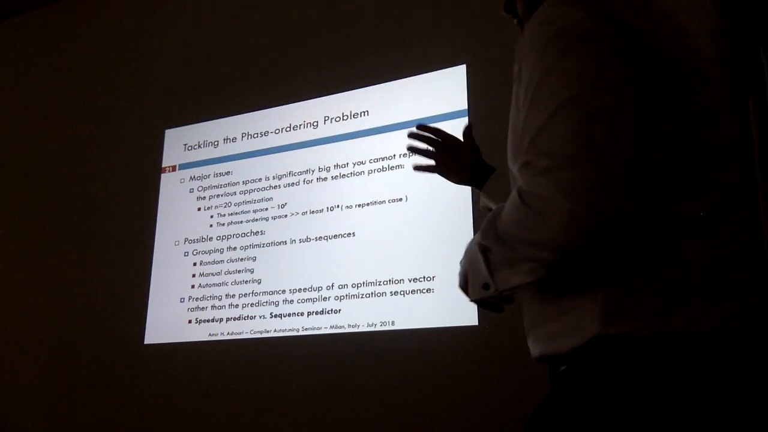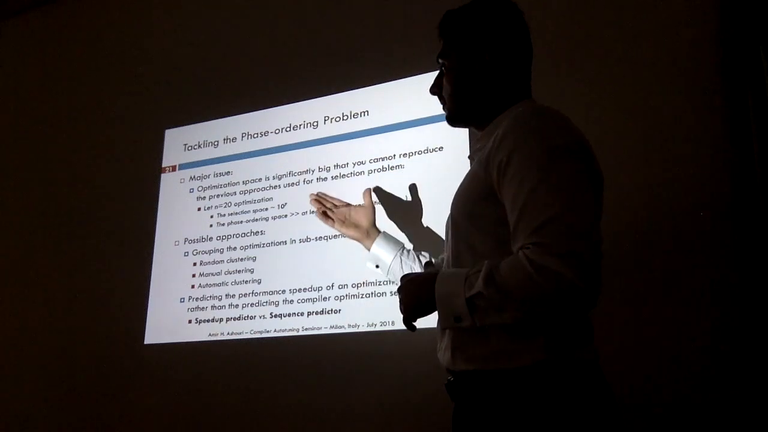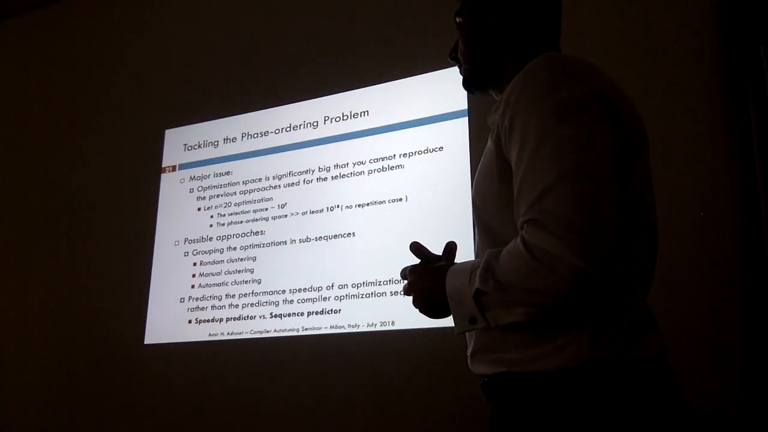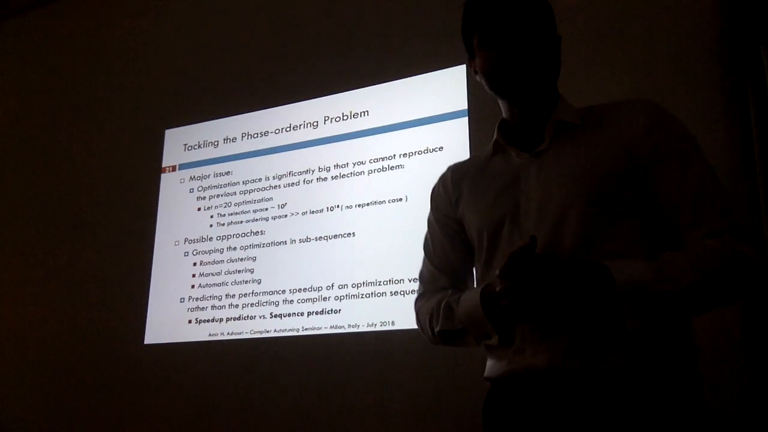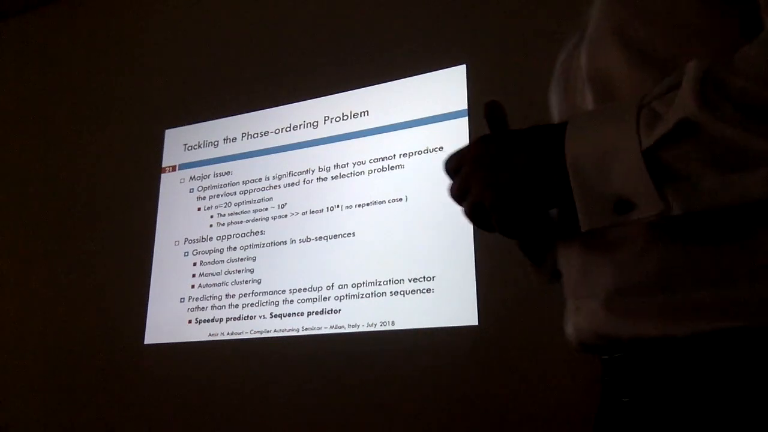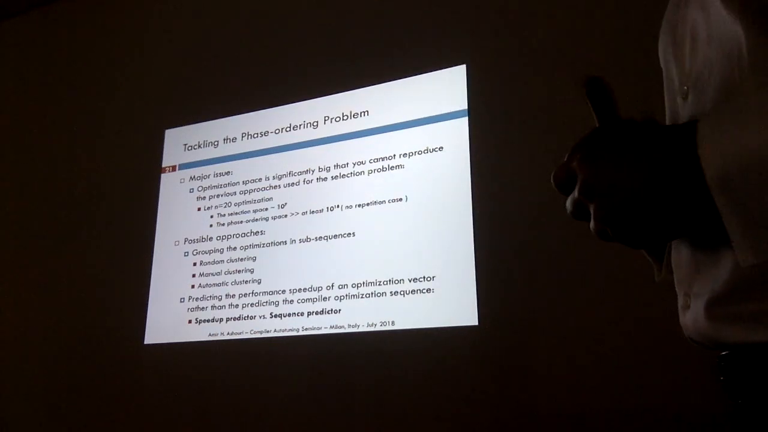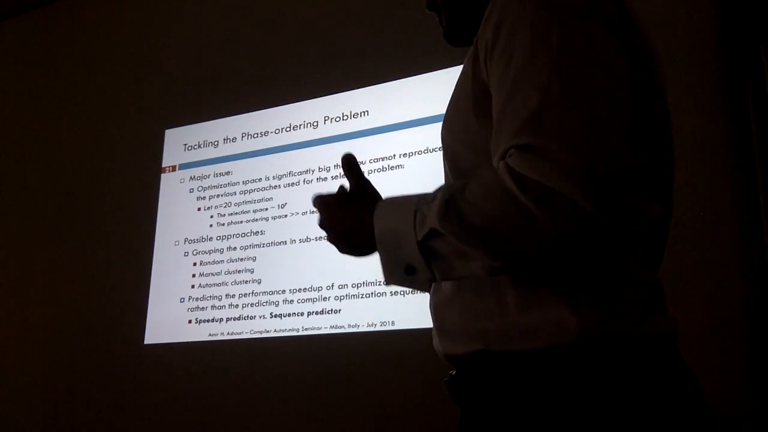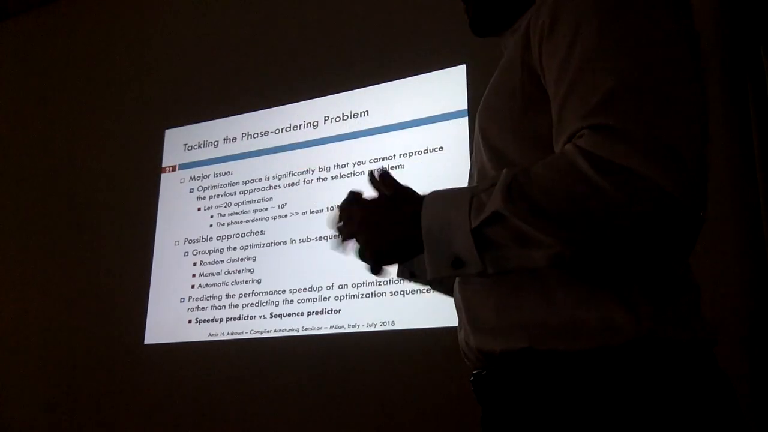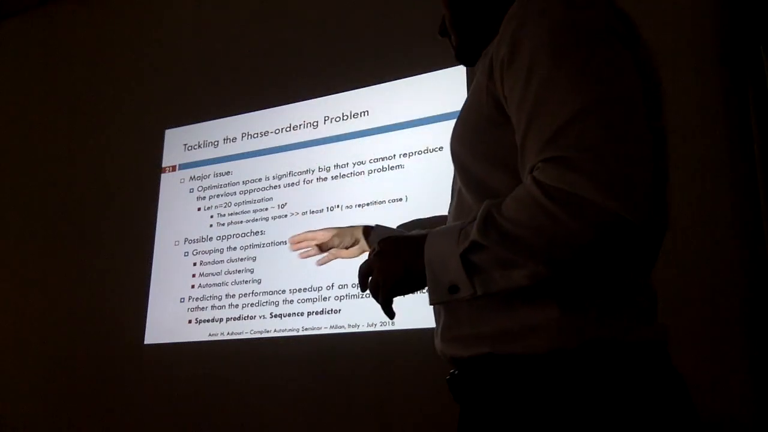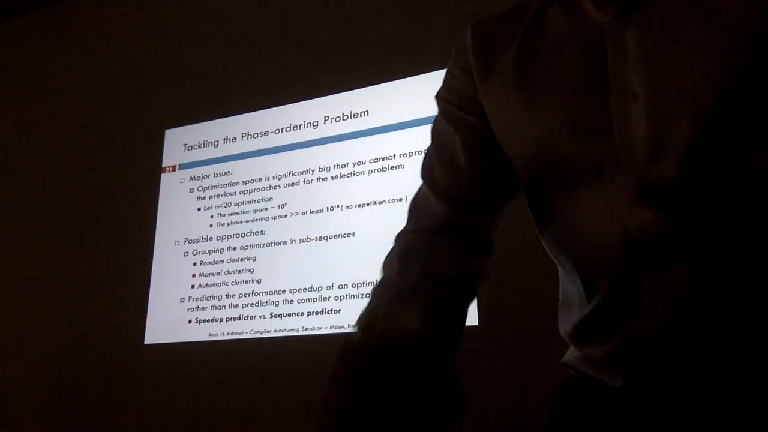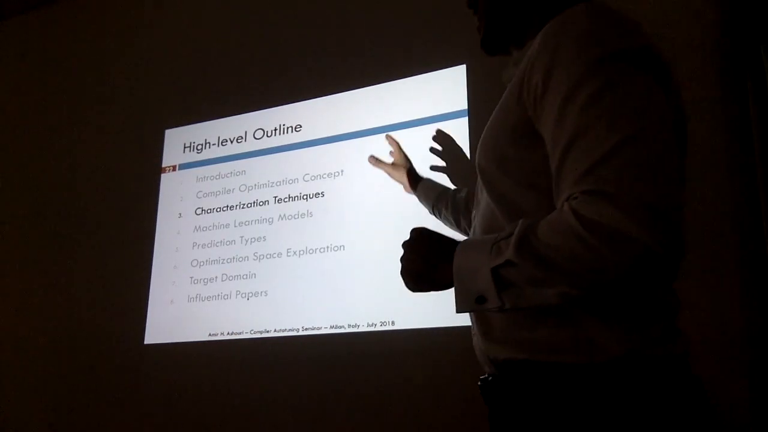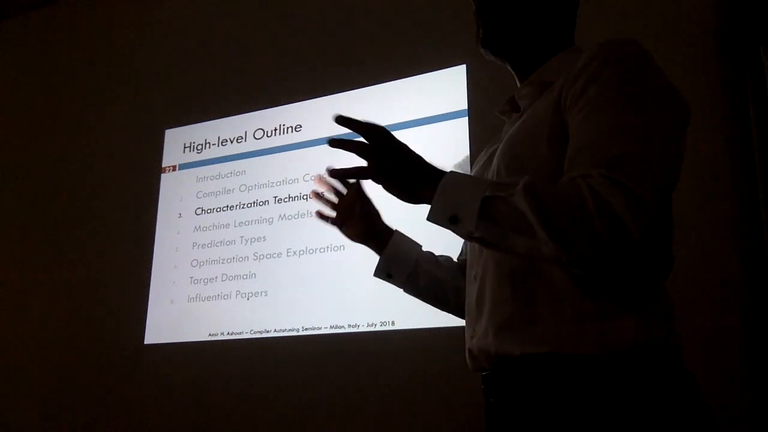All right, so when you have this huge space, people have been trying to downsample their optimizations. There have been so many techniques, so I'm just going to go through them at a very high level. They've been using random clustering, manual clustering, or automatic clustering, and they've been using speedup prediction versus sequence prediction, and I'm going to describe it later in this talk. All right, so that was the concept of compiler optimization and the two major problems.